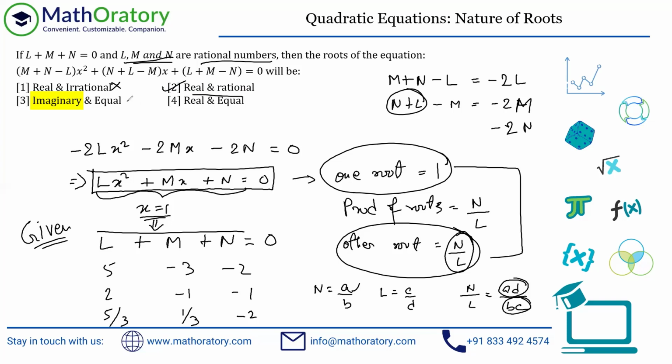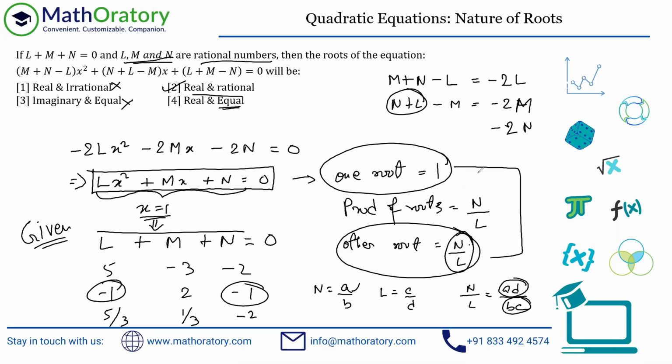Imaginary is incorrect, obviously, and real and equal. Equal is not necessarily. I mean, it could be equal. It will only be equal provided n and L are both equal. So n is equal to L, something like that. So for example, in this case, I've considered n and m to be equal. So if I just have, let's say, -1 here and a 2 here for L and m. So now L and n are equal. So in that case, you're going to have the other root also 1. So it is possible, but it's not definitely right. So the answer is option 2 here.